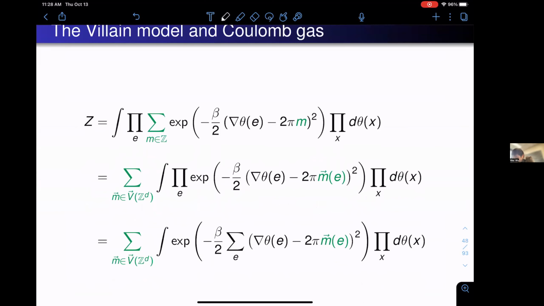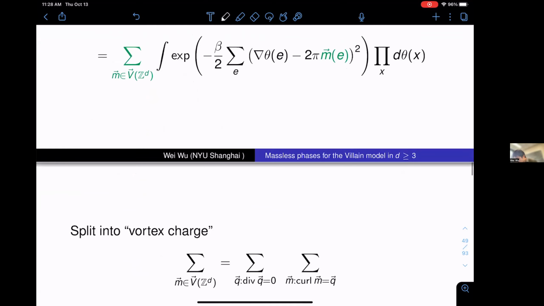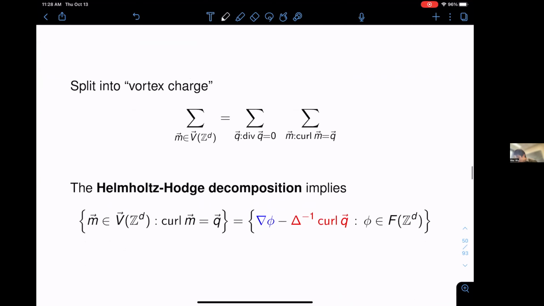So here we can just exchange the order of the product and sum. So you sum over all the vector valued m's. Remember, m's are these winding numbers on every edge. So you just first sum over that. And then you can use a Hodge decomposition here, because the sum of m's, you can think of it as first summing over all the m's with the fixed vortices, and then you sum over all the vortices with this divergence equal to 0. And you can use the Hodge decomposition to rewrite the sum in the second part.